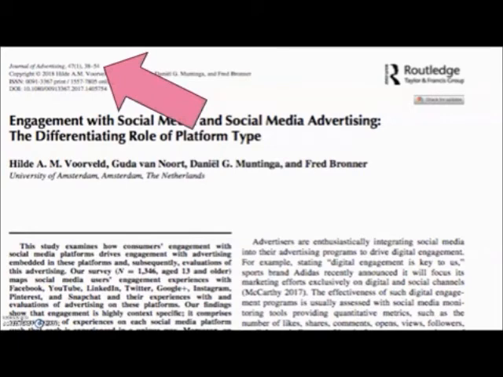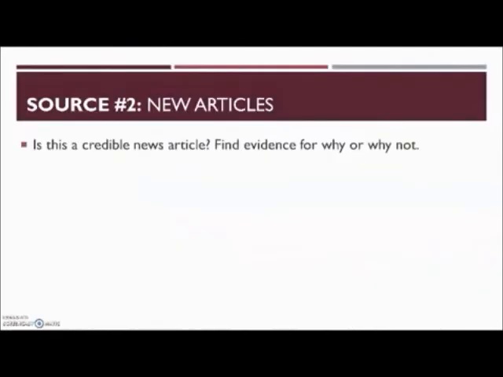So we look here at the left and it tells you what journal it's published in. It tells you the author's names and who they represent. They represent a university here. And they use in-text citations here to prove their research. So the answer would be yes, this is a very, very credible source.